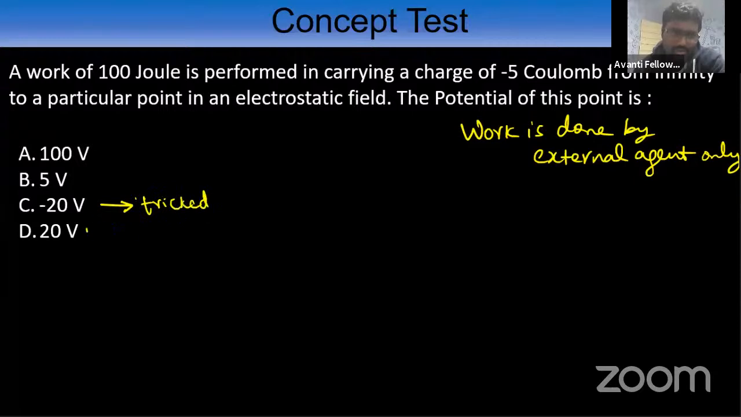Okay, correct answer is option D. I'll just disclose this. The correct answer is option D. Why? Sir, we know what is given. What is given to us? What is given to us, guys?